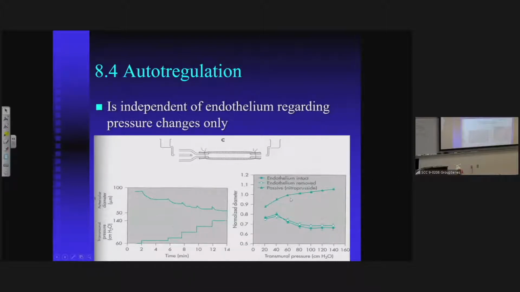And this is just a control. This triangle is showing us what happens when we give nitroprusside, which is a nitroglycerin derivative vasodilator. It dilates no matter what. Okay, any questions about that?